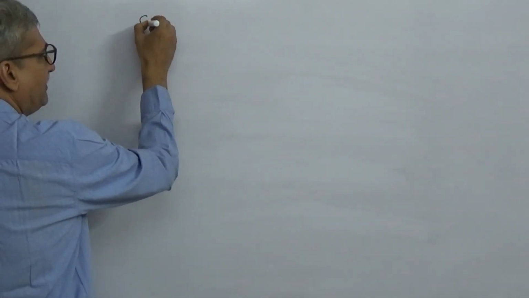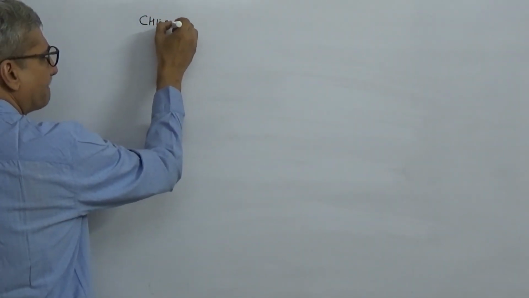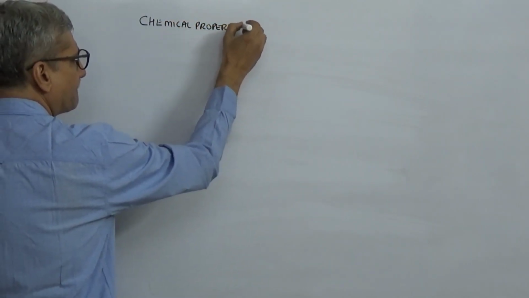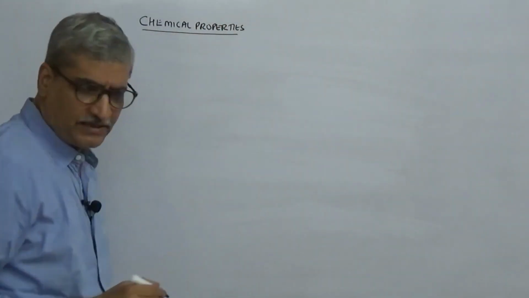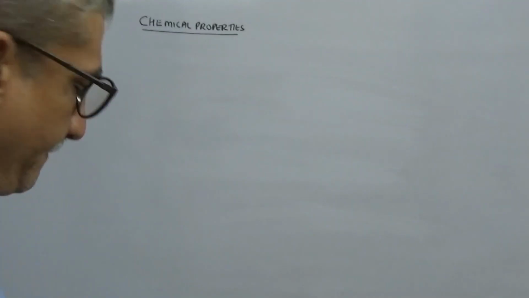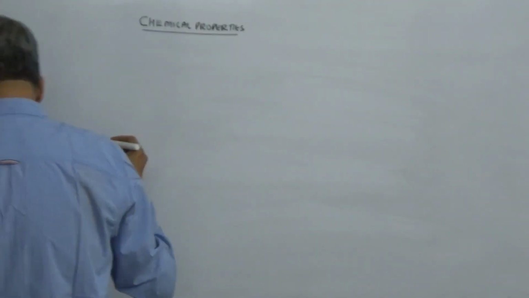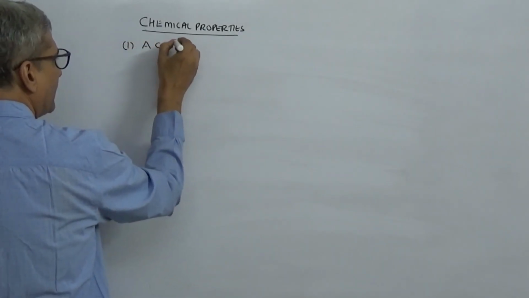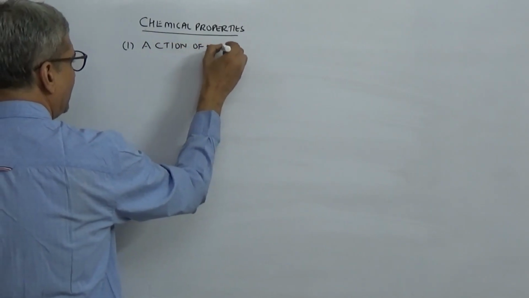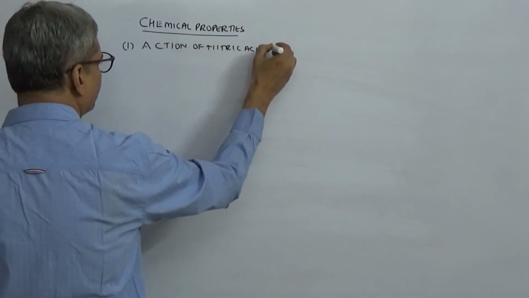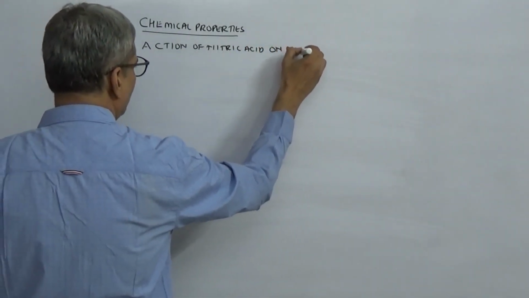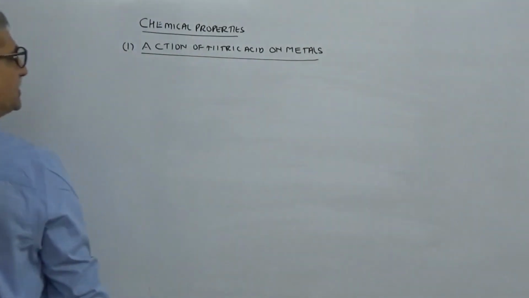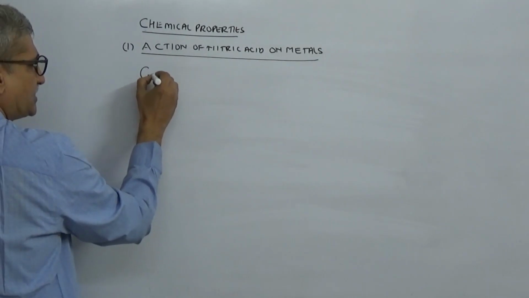Begin with chemical properties of nitric acid. When you talk of chemical properties of nitric acid, first we are talking about action of nitric acid on metals. Action of nitric acid on metals. Is this clear? First metal that you can talk about is a transition metal, copper.